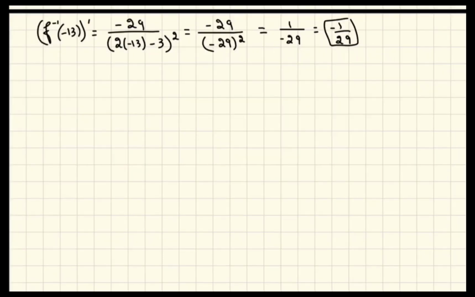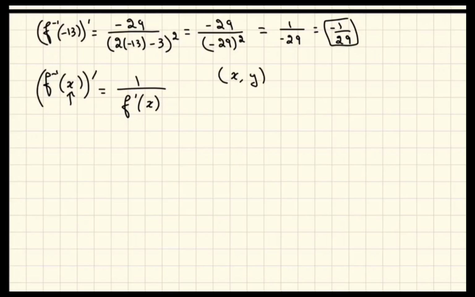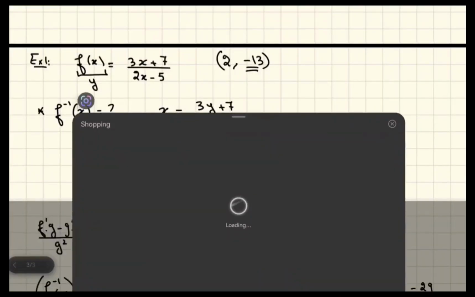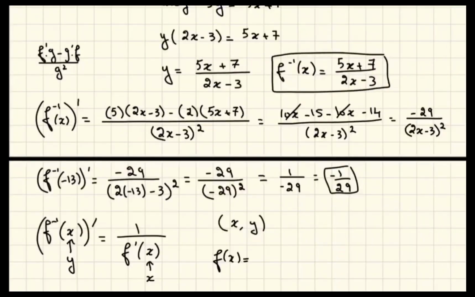Let's try to use the rule we said at the beginning, which is the inverse of x, its derivative is equal to 1 over the derivative of the function. Now by the way, when I write f inverse of x, so this is if I have a point basically x y, here it should be the y value and here should be the x value. Okay, let's try to do this. Now we know that f of x was 3x plus 7 over 2x minus 5. So let's write this one.